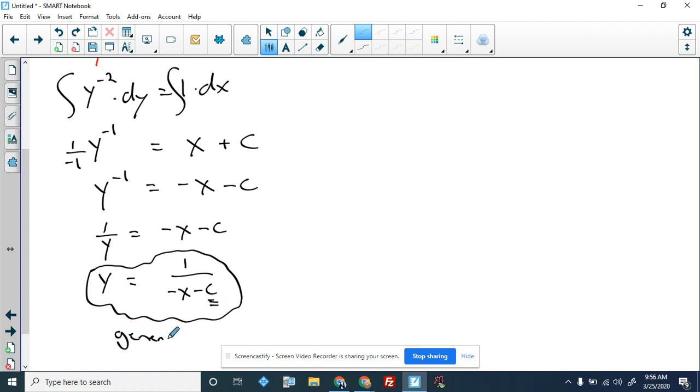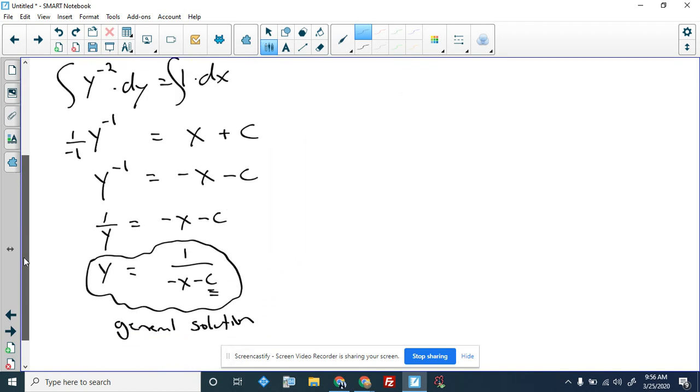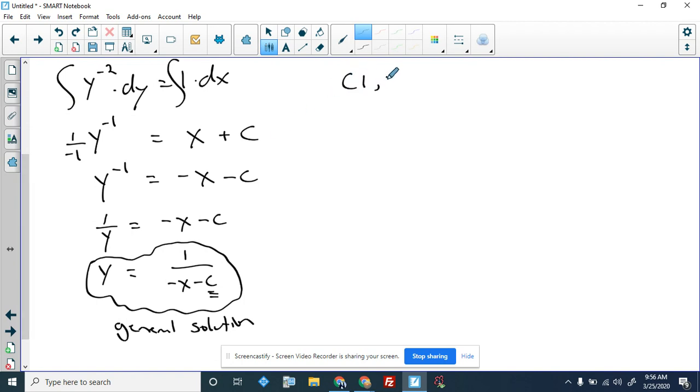This would be your explicit general solution. So I've got to get the particular solution. So the point was (1, 1). I'm going to use that point to solve for c. So 1 goes in for y, and 1 goes in for c.